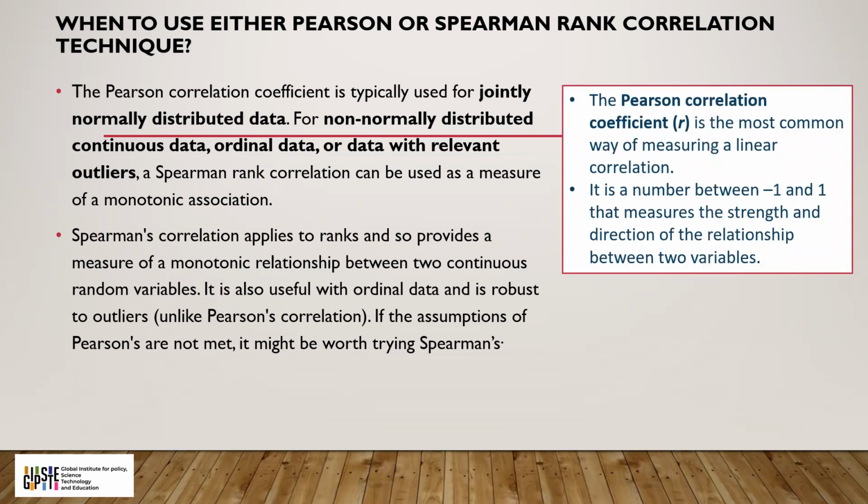So Pearson's correlation coefficient is the most common way of measuring a linear correlation among interval ratio variables. It is a number between -1 and 1 that measures the strength and direction of the relationship between two variables. That is, if the number is equal to -1, it means it has a perfect negative correlation. All right, so in terms of +1, it means that it has a perfect positive correlation.